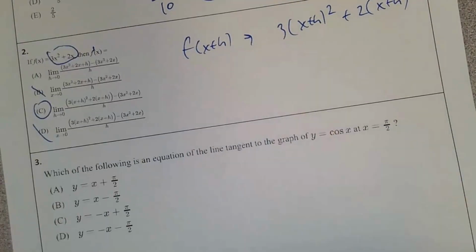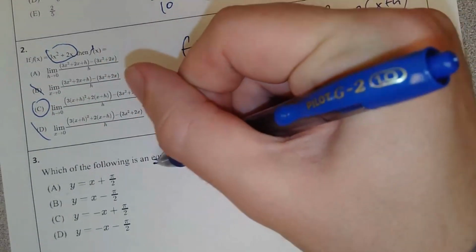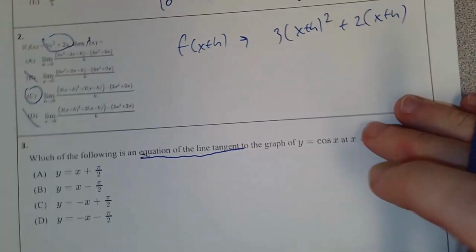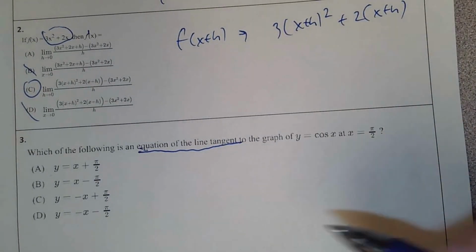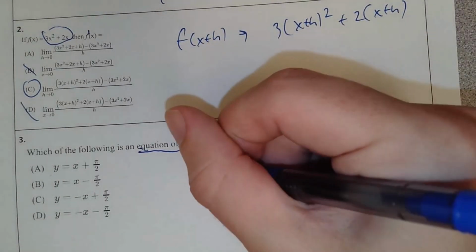Number 3. Which of the following is an equation of the tangent line to the graph y equals cosine x at x equals pi over 2? Okay, equation of the tangent line. What did I say when you see that? So some of you may have been freaked out when you saw this question, like what? Cosine? What am I doing here? But it's always the same process.